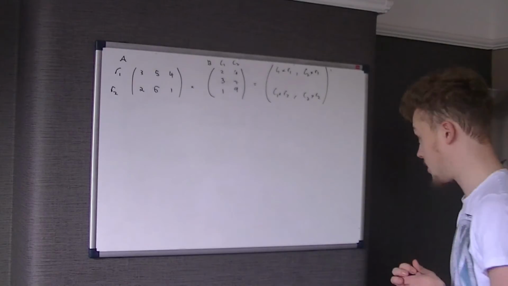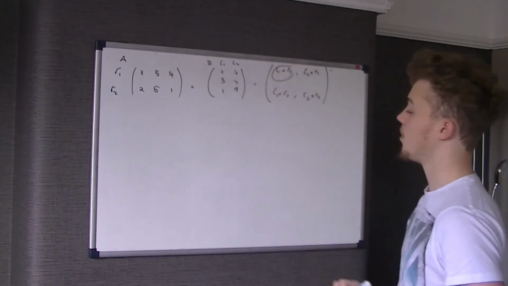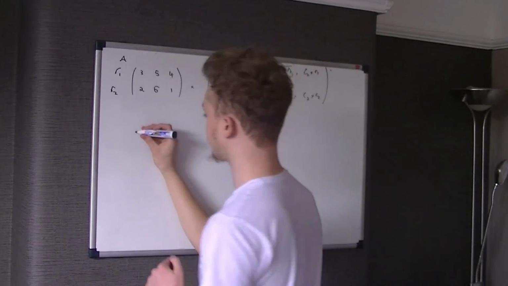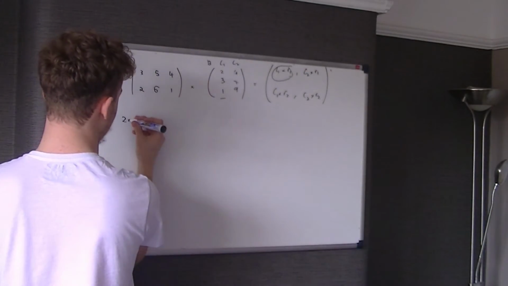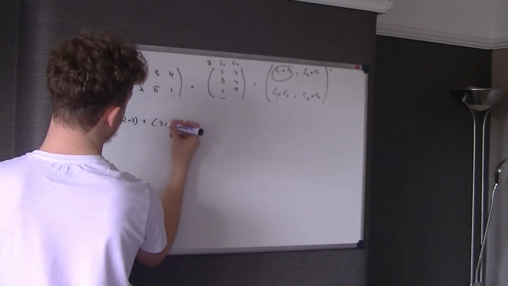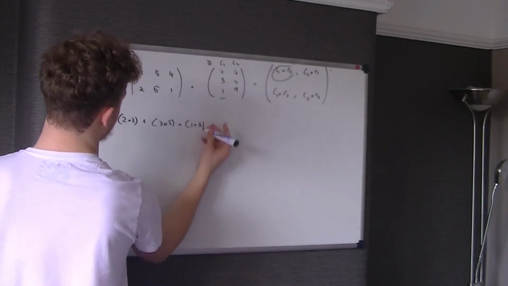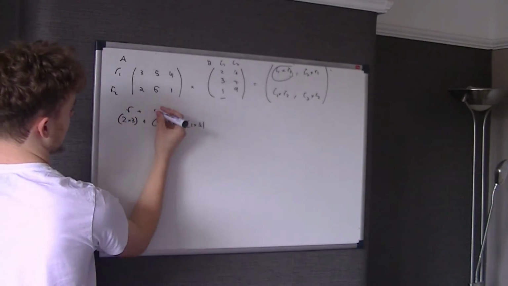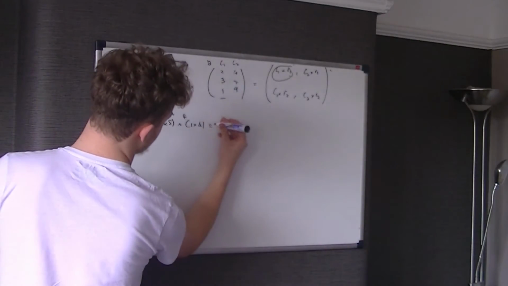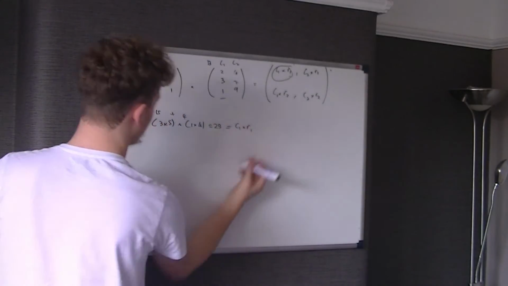Alright, so what I'm going to do is work this out now. When I say column 1 times row 1, what I mean is this: 2 times 3, plus 3 times 5, plus 1 times 4, and that is therefore 6 plus 15 plus 4, so that's 25. So that is equal to column 1 times row 1.